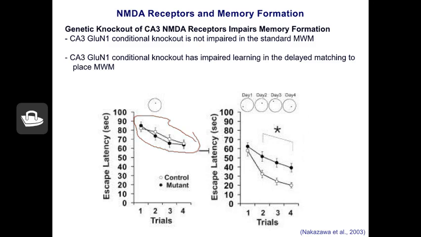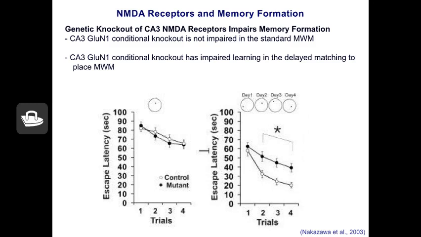Unfortunately, they didn't report probe trials to examine the memory of the mice for the location of the platform. They just reported these learning trials. However, when they increased the difficulty of the task, using a delayed matching to place version of the Morris water maze, the CA3 GLUN1 knockout mice didn't do so well.